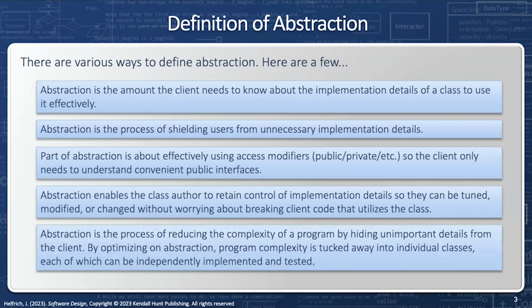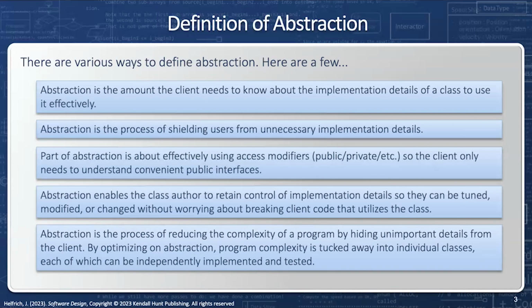Abstraction is the process of reducing complexity of a program by hiding unimportant details from the client. By optimizing on abstraction, program complexity is tucked away into individual classes, each of which can be independently implemented and tested. Applications have an intrinsic level of complexity because we're trying to model complex things in the world. The question is, where does this complexity live? A design with poor abstraction has all the complexity in main, or a small number of functions, each of which is horribly complex and very difficult to understand.